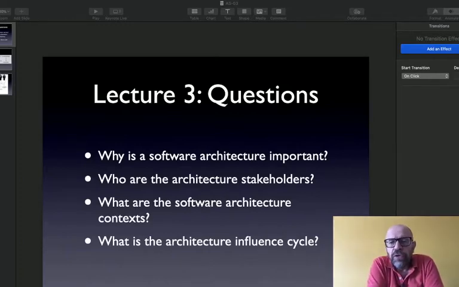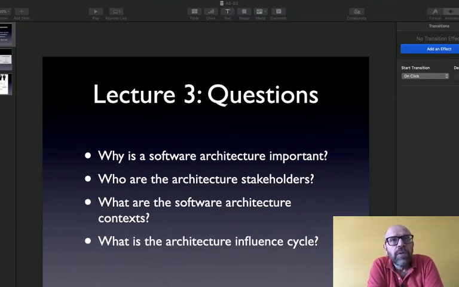Hello. For the third lecture, we are going to relate software architecture in the context of software engineering to see what is the impact of software architecture in the overall process of developing software.